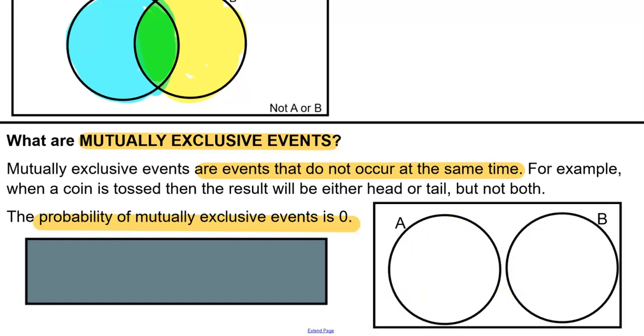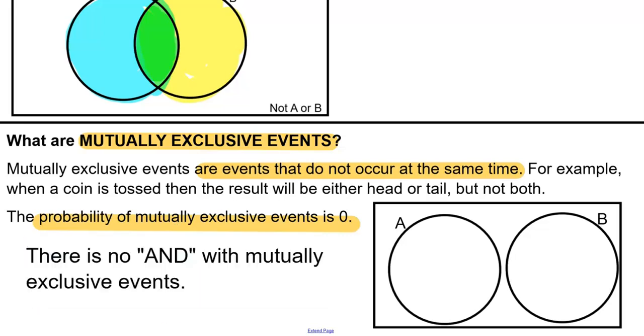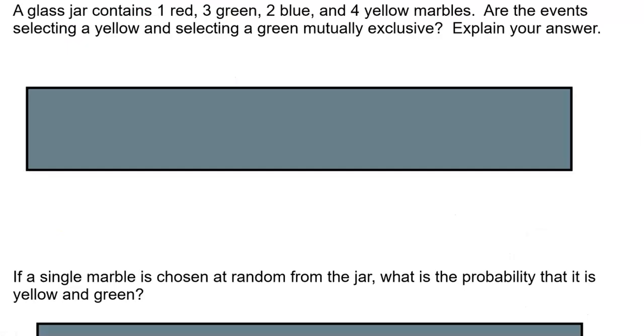And if you look at your Venn diagram, notice the circles never overlap. There is no and with mutually exclusive events. There is no and. The circle A and circle B do not overlap. So let's look at some. Let's look at our mutually exclusive events.